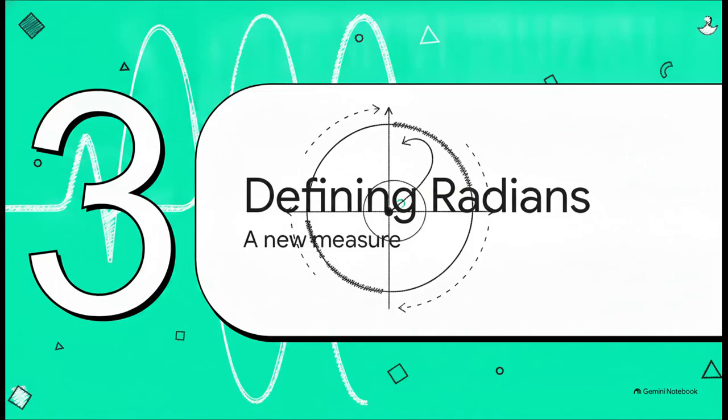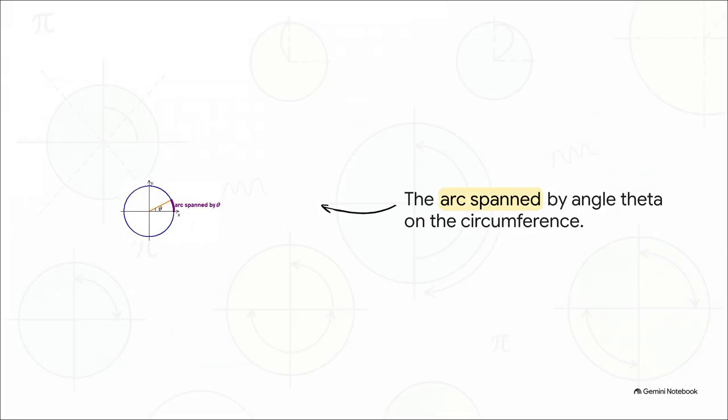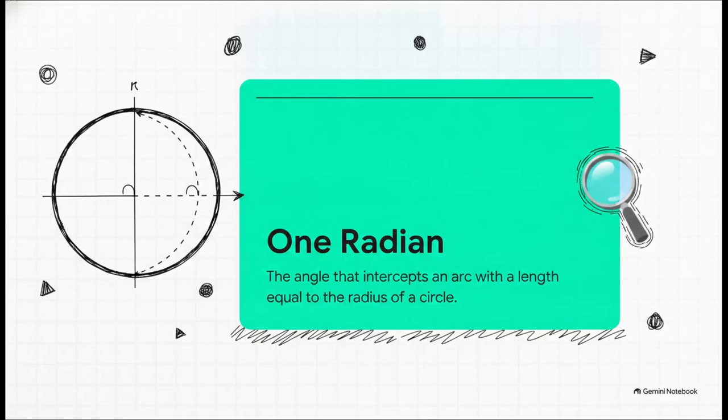Section 3. Defining radian measure. Now, think about the arc that angle creates. Any angle corresponds directly with a very specific portion of the circle's circumference. We call that the arc spanned by theta. When you open up that angle, it traces a specific path right along the very edge of the circle. So what exactly is a radian? Well, it's defined as the angle that intercepts an arc with a length equal to the radius of the circle.